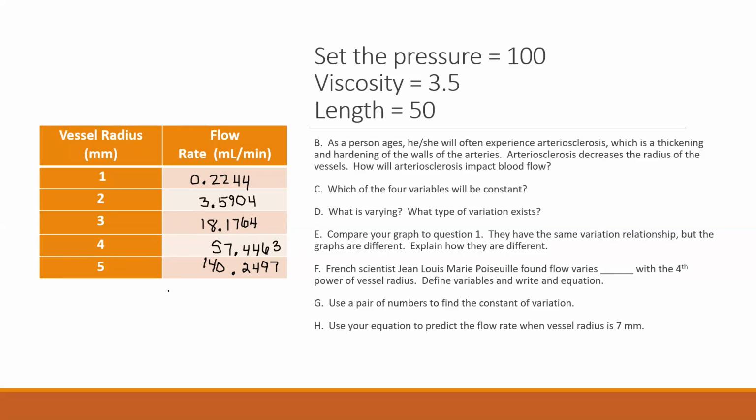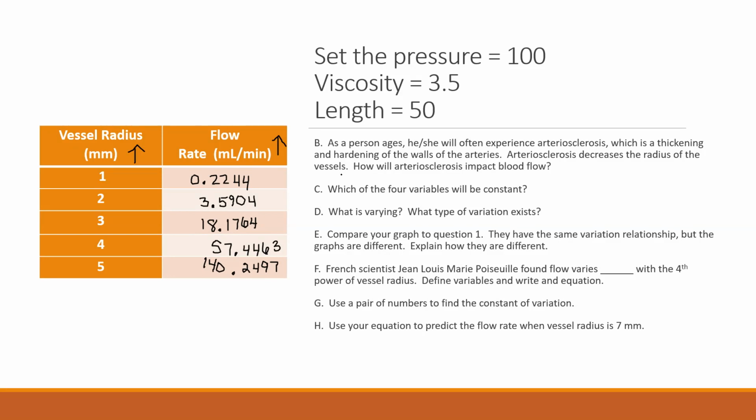So first thing I want to do is just observe. So I observed that the vessel radius got bigger each time, so vessel radius going up. I look at my flow rates, they got bigger each time as well, so they are going up. So after that initial observation, I'll take a look at the question. As a person ages, he or she will experience arteriosclerosis, which is the thickening and hardening of the walls of the arteries. Arteriosclerosis decreases the radius of the vessels. How will it impact blood flow?